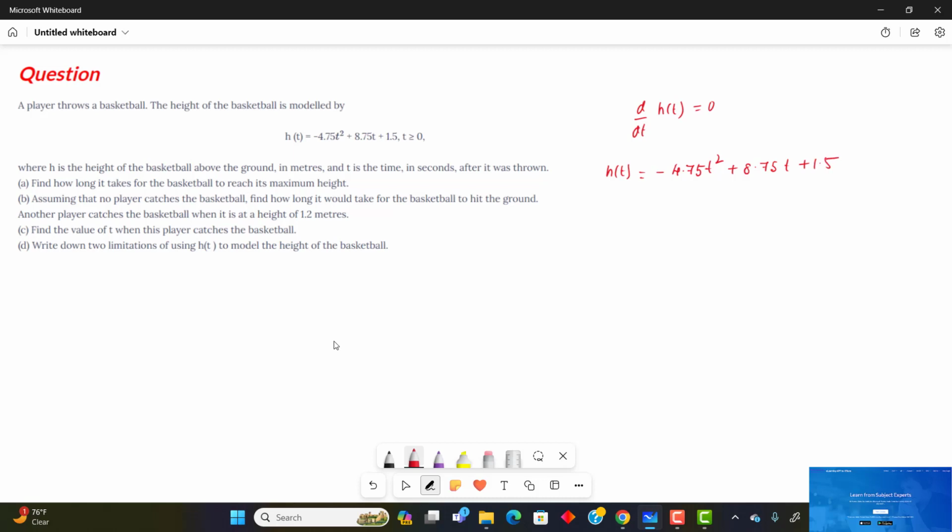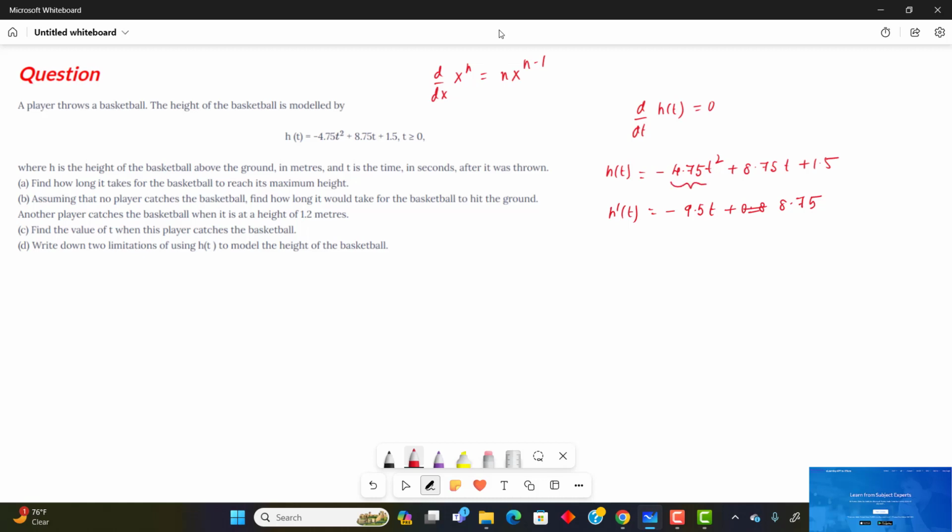Now, if we take the derivative of h with respect to t, h dash t becomes minus 9.5 t plus 8.75. Now which formula am I using for this one? d/dx of x to the power of n is equal to n times x to the power of n minus 1.